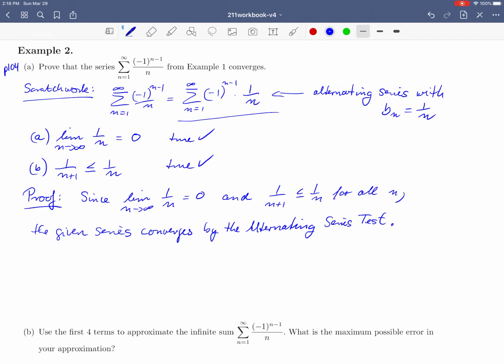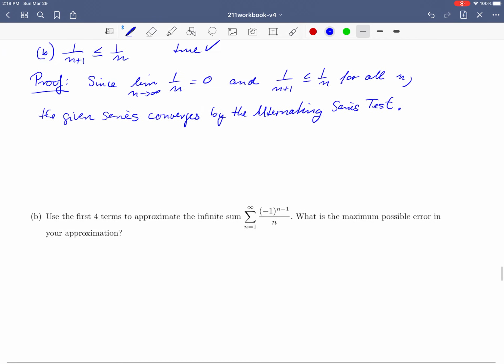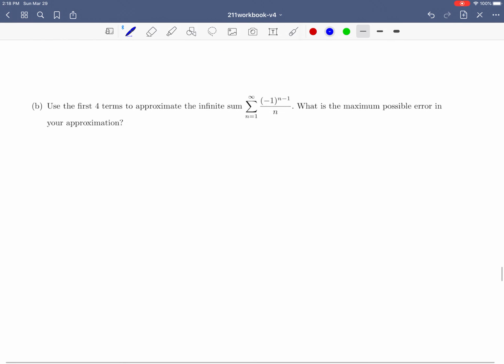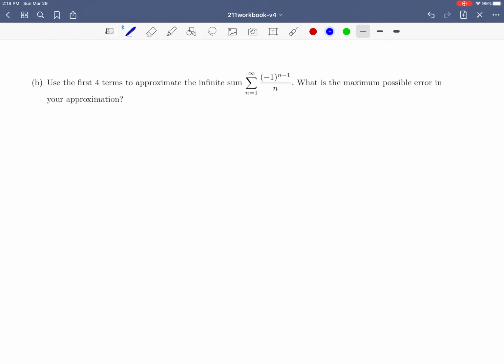So if you go back to the theorem, it said that if you have an alternating series and both conditions A and B are met, then the series converges by the alternating series test. So those are the three things that we have to cover. We have an alternating series, condition A is met, condition B is met, therefore we can conclude that the series converges.